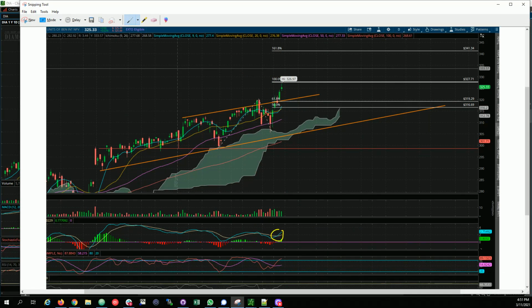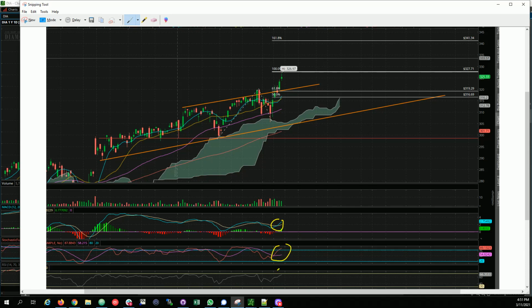MACD bullish, stochastics bullish, RSI bullish, solid green candles here. It's above the cloud. So what you could basically see is it hit the 100% extension and get a support back at 319, okay? And then go up later. The chart looks bullish. I like the double bottom in a way, and I like this cloud top bounce.